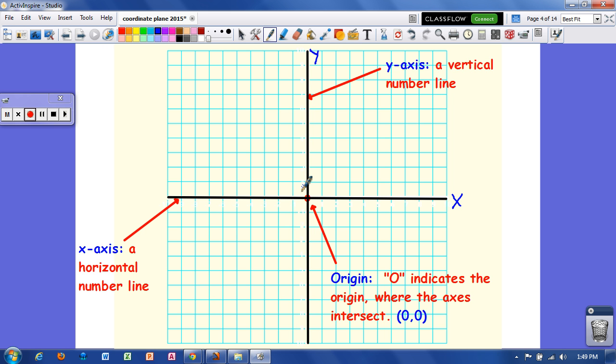And the coordinate that we use to identify the origin is point (0, 0). Now, I don't know about you, but I think 0, 0 looks like an owl. So I like to say the owl lives at the origin, so you know the origin is (0, 0).